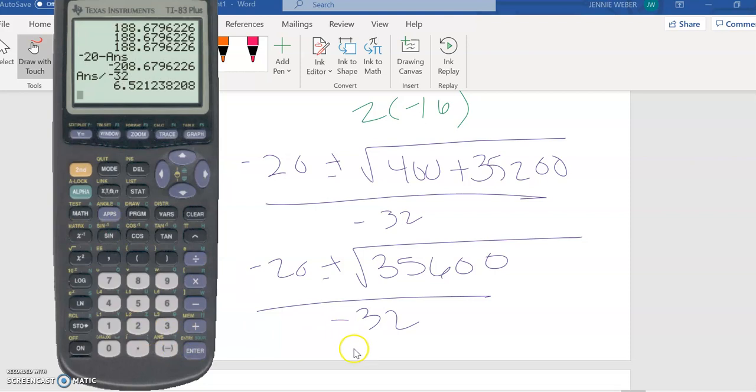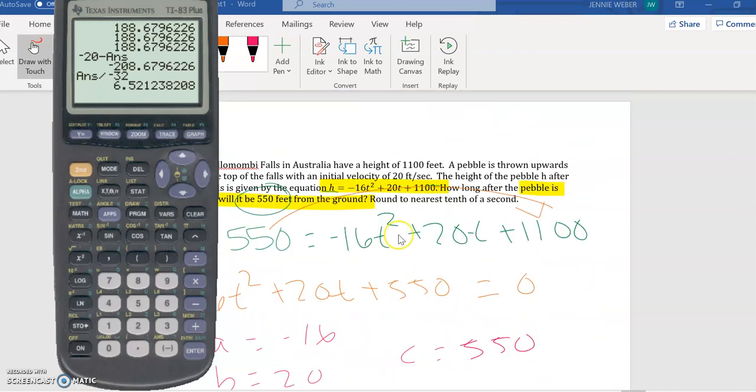So 6.5. So this says 6.5 seconds it will hit the ground. And so that would be our final answer. And again, make sure you did it, but it said round to the nearest tenth when it will hit the ground. So 6.5 seconds.